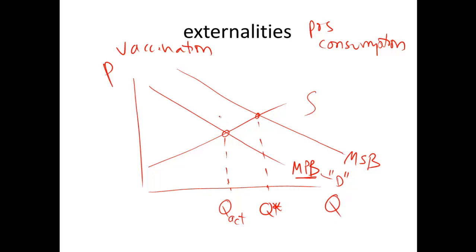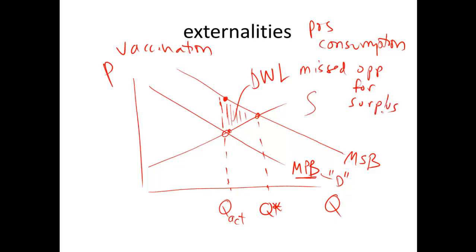And moreover, the market left to itself produces deadweight loss. Where's the deadweight loss? Well, let's think about where the market stops at Q actual. If one more unit had been consumed, this is the marginal benefit that would have been experienced, and this is the cost. So there would have been this surplus, but it doesn't happen. And ditto for this unit, and so forth. So this whole region is deadweight loss, and it's deadweight loss of the sort that is missed opportunities for surplus. So we stopped before we should have.